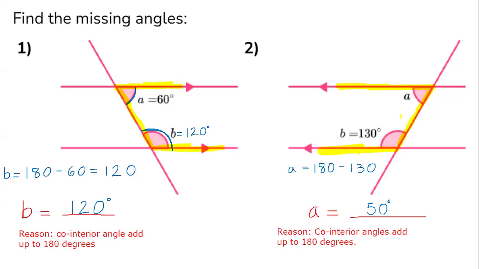Same thing with this one. We know that this is 130, but in order to get A, what are we going to do? Subtract. Very good. Subtract from how much? Subtract 130 from 180. Very good. So that's that. All right. So take a screenshot of this and then you can write it down.